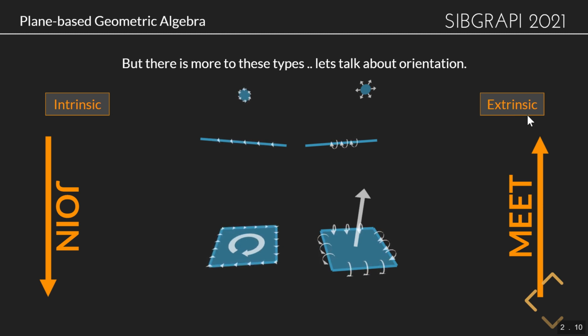Extrinsic orientation tells you how the space around your element is oriented. For a plane, that means it tells you which half of space is the up half and which half is the down half, or the front half and the back half, and so on. The other type of orientation tells you how the space inside your element is oriented. So for a plane, it means it's either going clockwise or it's going counterclockwise.